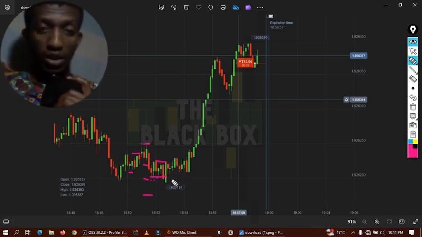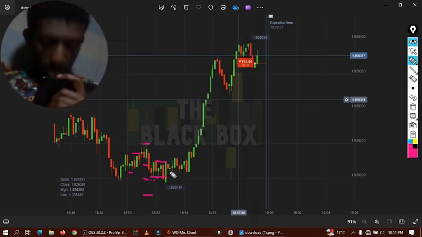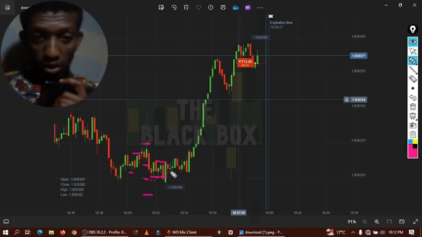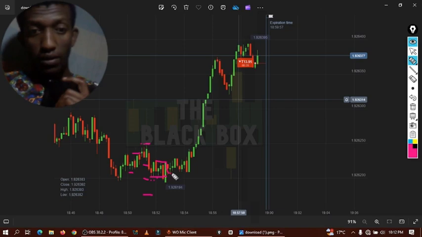Then the market starts accumulating more and more. Do we get the black box here? No, we don't. The body is below the wick, it is below the body of this hammer candle right there. That's not the black box.